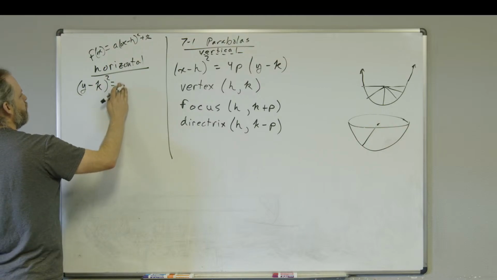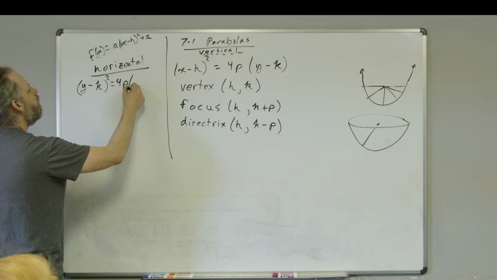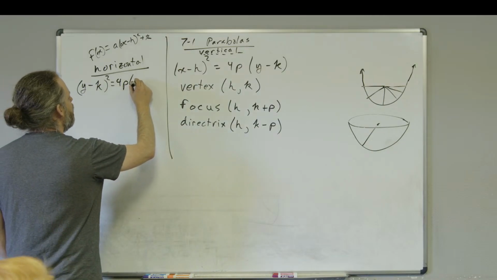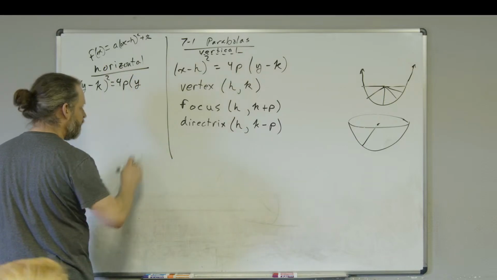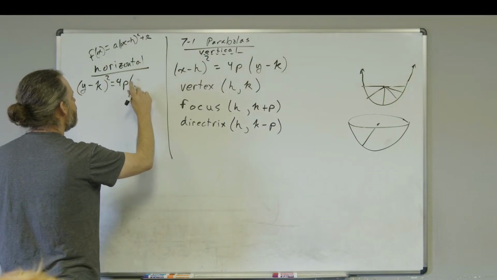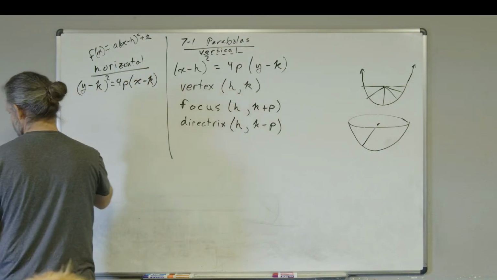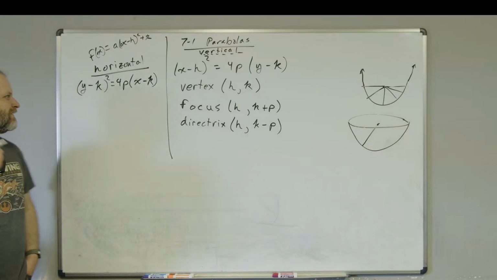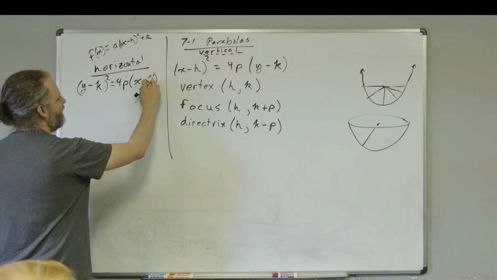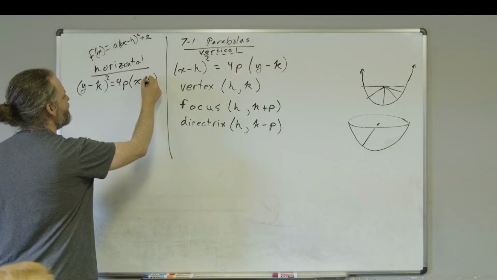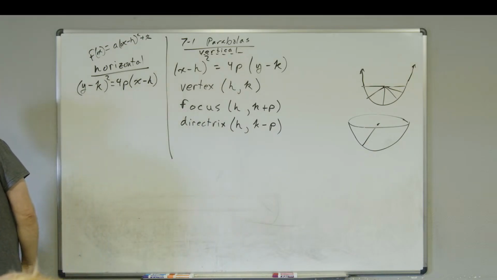I don't know why I just put P. That's dumb. How about 4P? I don't know what I'm doing. I've been making mistakes all morning. Why are there two K's? Where did the H go? I thought I was done making mistakes writing this equation. There we go. Now it's reasonable.